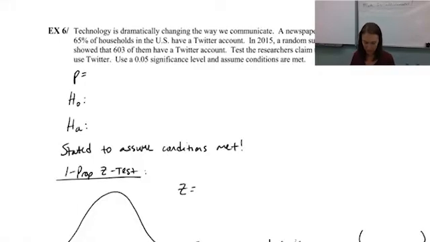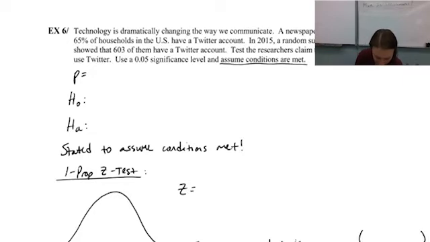So on the next page, we've got a new problem. Technology is dramatically changing the way we communicate. A newspaper researcher believes that 65% of households in the US have a Twitter account. In 2015, a random survey of 880 US households showed that 603 of them have a Twitter account. Test the researcher's claim that 65% of US households use Twitter. Use a 5% significance level and assume conditions are met.